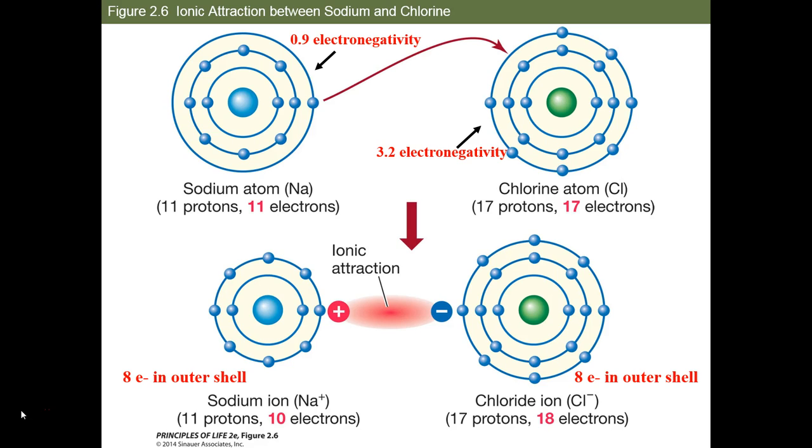Since chlorine gained an extra electron, it will become more negative due to the electron's negative charge, while sodium will become more positive since it lost the electron and its negative charge. This will make the two atoms attracted to one another due to their different charges.